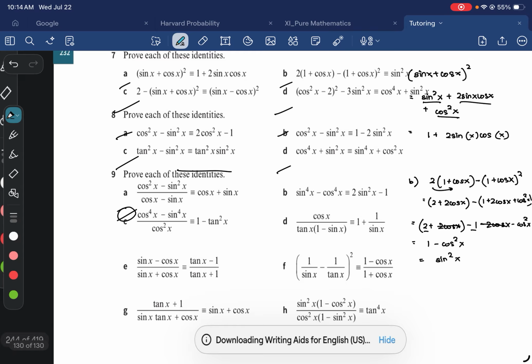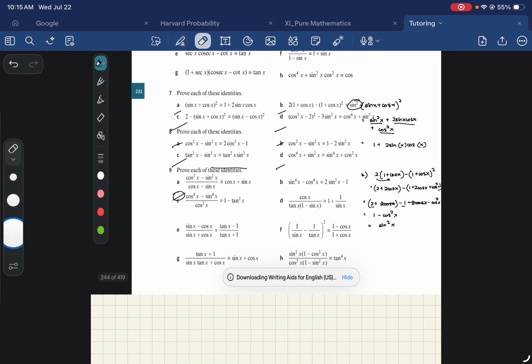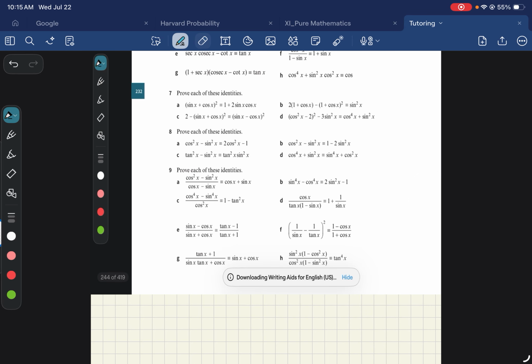We were doing 7b, yeah, 7b is sin squared x. All right, let me erase everything because the image moved. So we are done with 7a and 7b. Let's look at 7c.